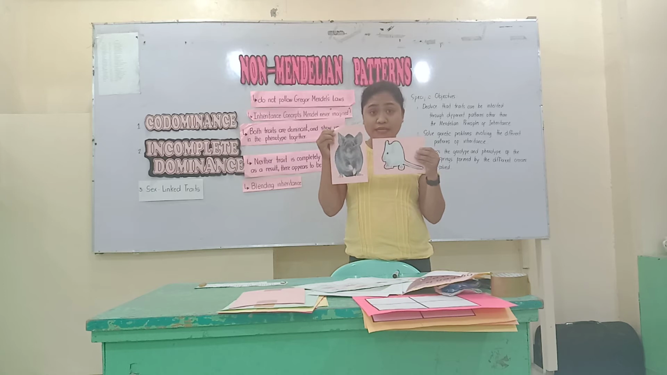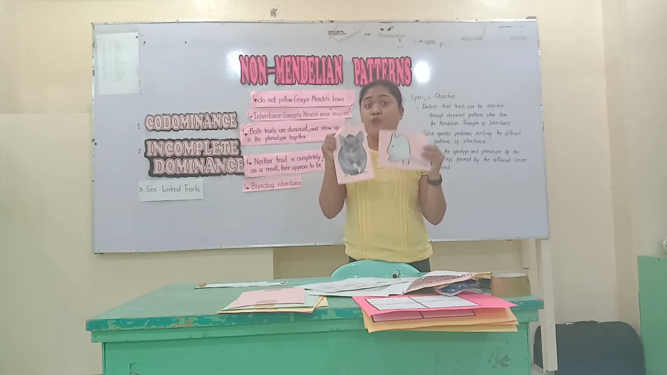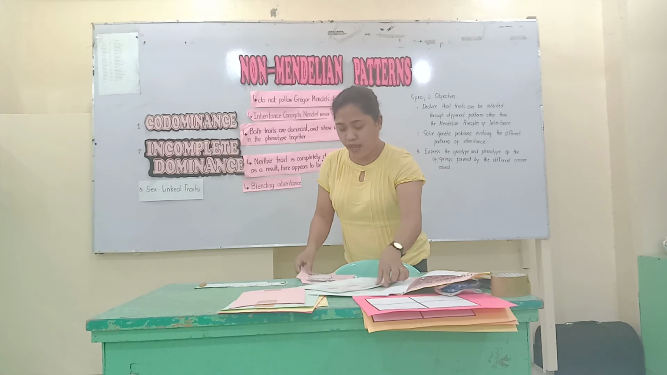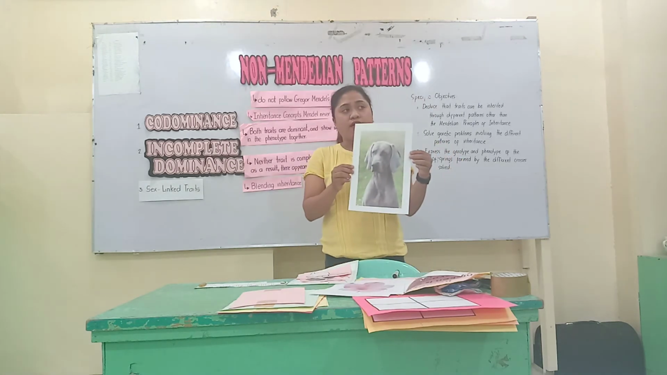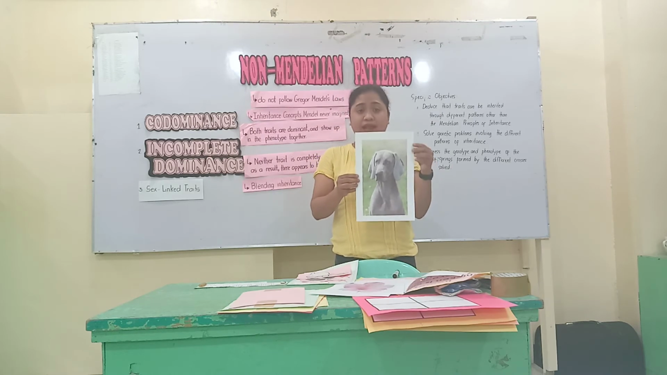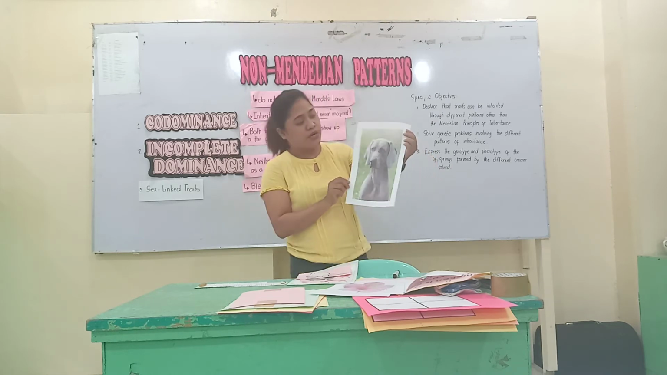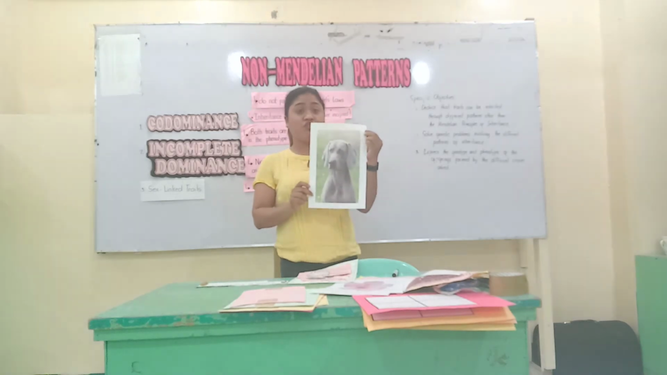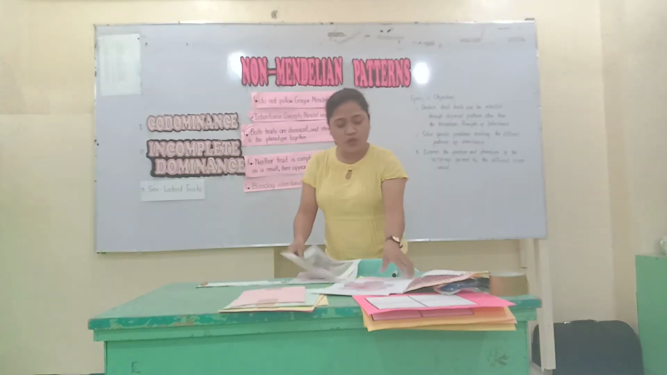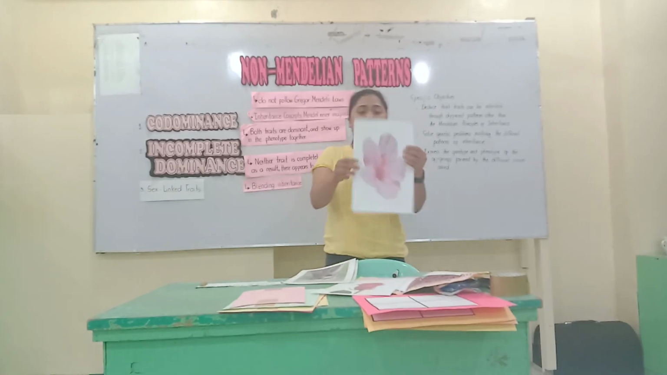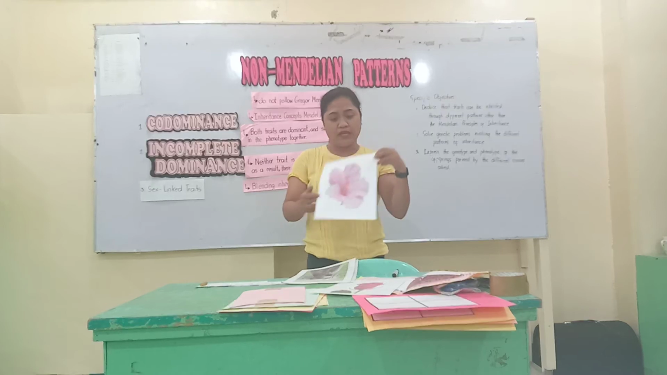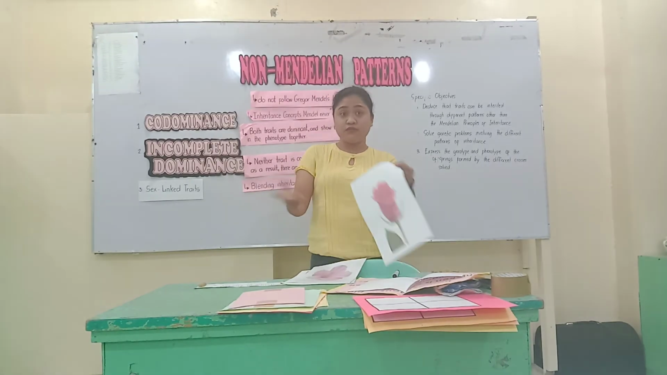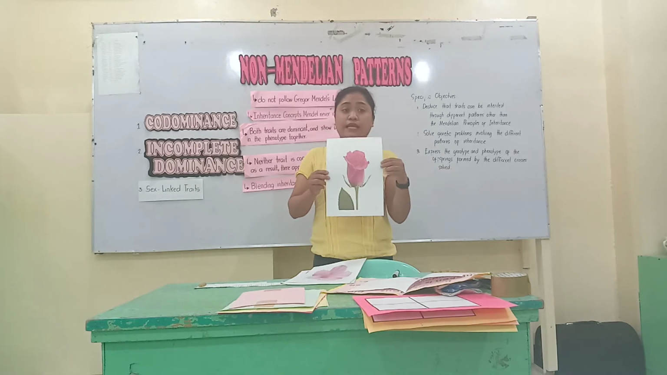Correct. The offsprings will be gray. Like this one. When a white dog and a black dog are crossed, the result will be a gray dog. Another, when you have a red gomamela and a white gomamela, the result will be a pink gomamela. A white rose and a red rose will result in a pink rose.